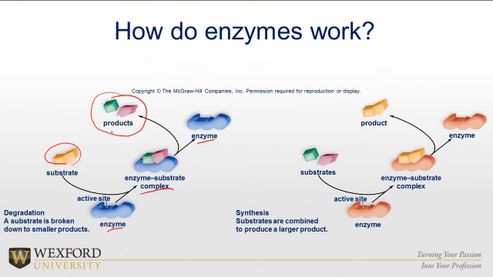That's degradation. We could do the exact opposite. What about if we're making something? We're synthesizing something. So in this case, we have the substrates, the two individual chemicals over here, these two substrates, and once again, they're going to bind in that enzyme at the active site. So we have, once again, the enzyme-substrate complex. And when we're all done, we have our combined product and the enzyme ready to do it all over again.